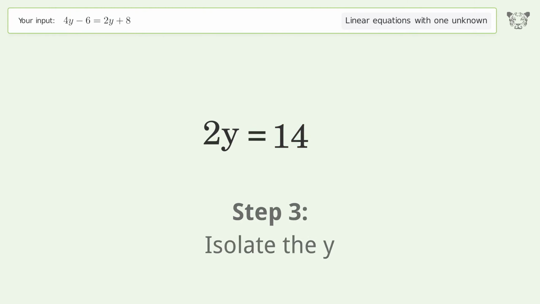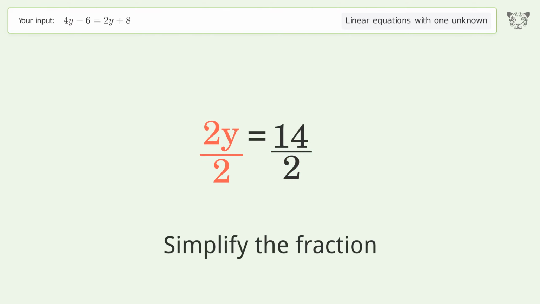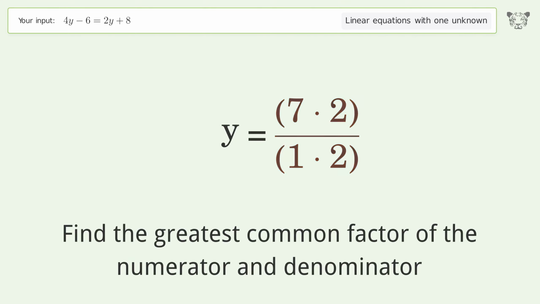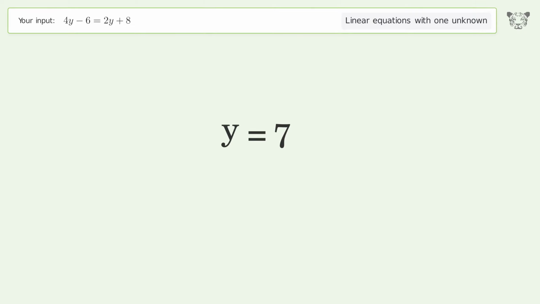Isolate the y. Divide both sides by 2. Simplify the fraction. Find the greatest common factor of the numerator and denominator. Factor out and cancel the greatest common factor. And so the final result is y equals 7.